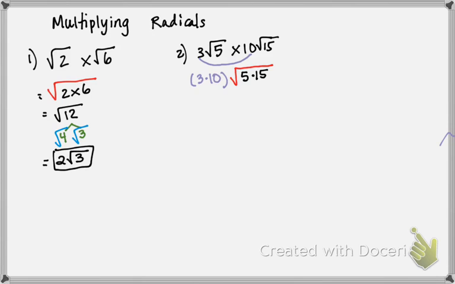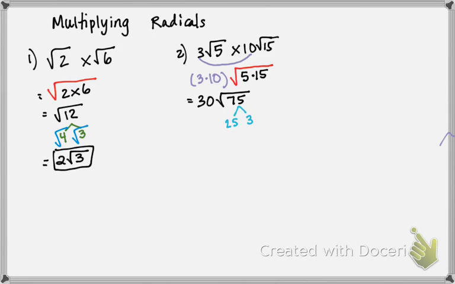So on the outside, I've got 30, and then I have radical 5 times 15, which is 75. So 30 stays 30. We don't touch coefficients, right? We only touch what's underneath the radical sign, the radicand. Then I'm going to look for any perfect square factors that I can multiply to come up with 75, and I have 25, and its partner would be 3. I always put the perfect square first.